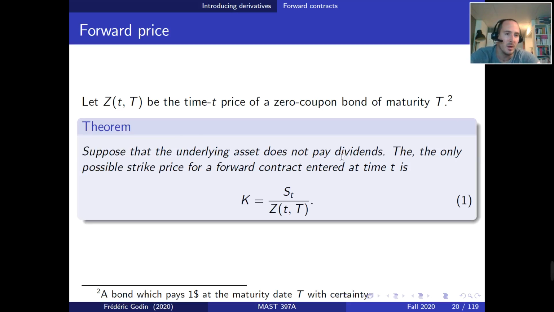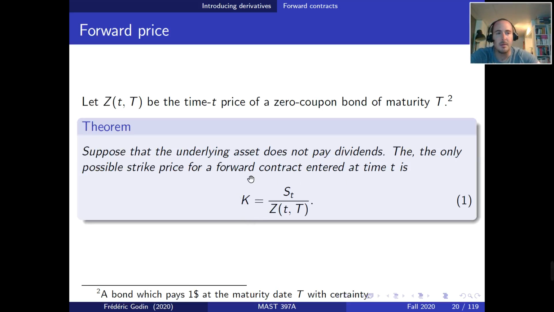So if, for example, the underlying asset is a stock that pays dividend, then this theorem does not hold. It must be adapted for that. But if the underlying asset does not pay dividend, then the only possible strike price for a forward contract is given by the following equation.